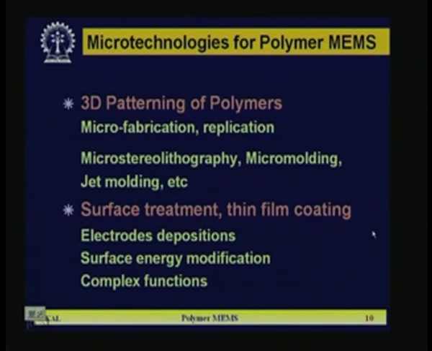So, for getting electrodes for connection and contacts, you have to go for thin film coatings on polymer. So, electrode deposition, because polymer material you cannot treat at very high temperature. So, low temperature electrode formation techniques have to be standardized. Surface energy modification, that is one issue we have to look into. Complex functions, if we need complex functions in polymer devices, that is another issue coming into the R&D level. You have to standardize that before going for polymer MEMS.